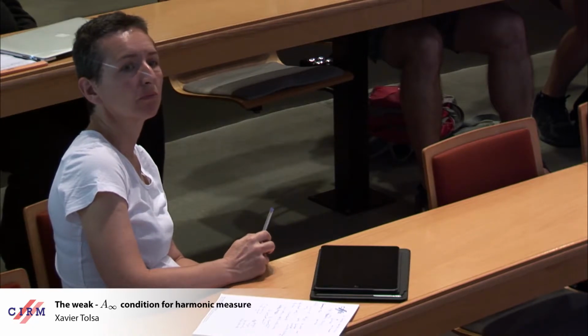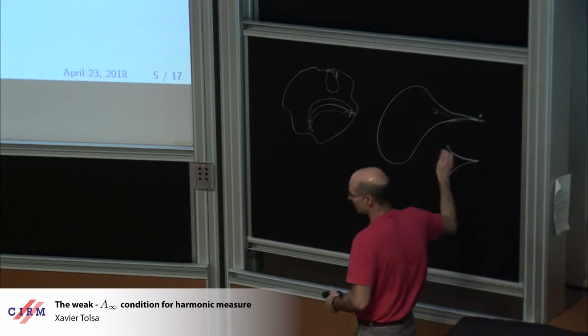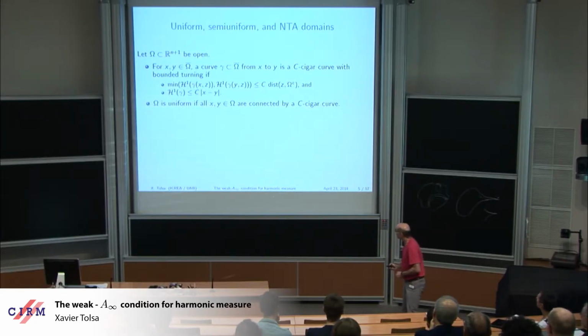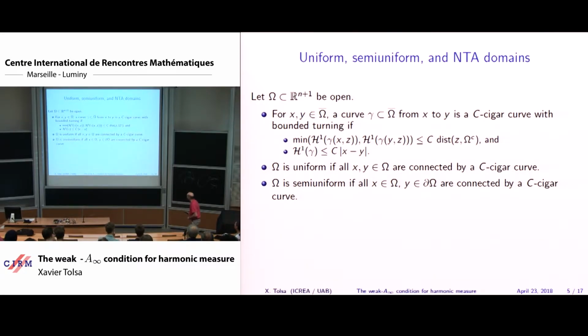So there cannot be spikes of this type, let's say. A semi-uniform domain is the same as a uniform domain, but we only ask these conditions for x in omega and y in the boundary, and this should be connected by a cigar curve with bounded turning. Here I didn't write the case of x and y in the closure of omega, but by continuity you can also think that x and y are allowed to belong to the boundary.